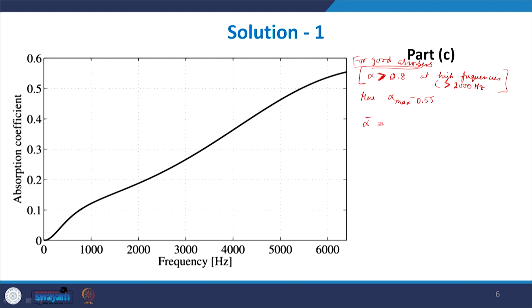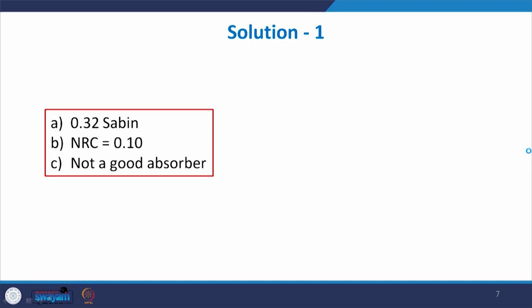If you calculate this average alpha, then what you get is somewhere close to this value. So the midpoint value is here, which comes out to be 0.27. Even the average alpha is very less. So you can say that this is not a good absorber. It has very low alpha values. It is a very subjective judgment, but in general, in the broadband range starting from 1500 or 2000, if all the alpha values are more than 0.8, you can say it's a good absorber. So this is the solution to the first problem.